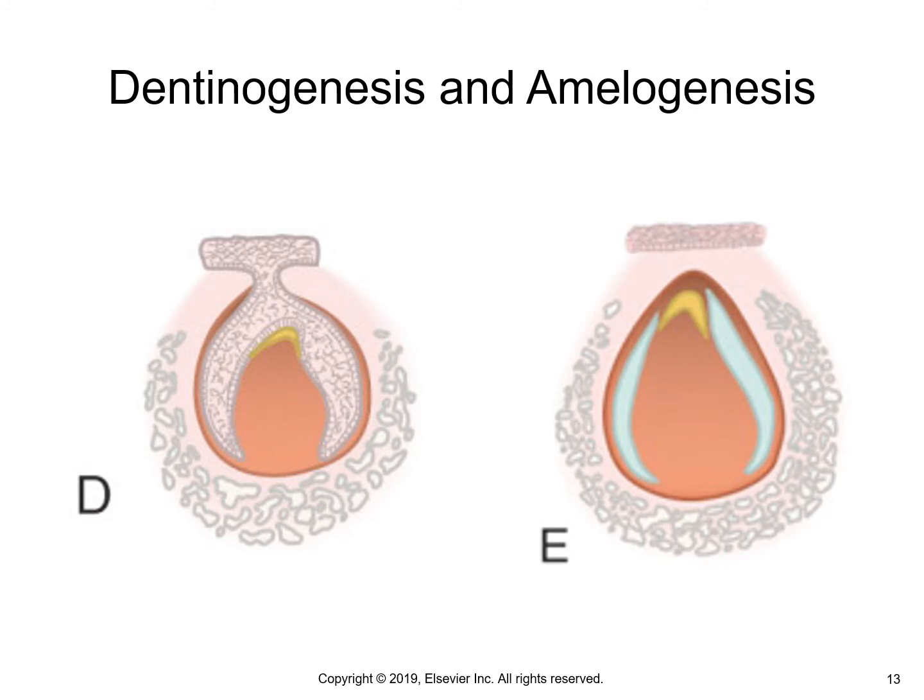Dentinogenesis is occurring in the left image. You can see that this looks like it's probably a canine tooth or an incisor. And we're laying dentin down first, and then enamel will begin.